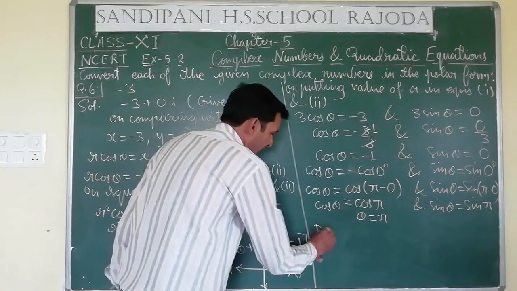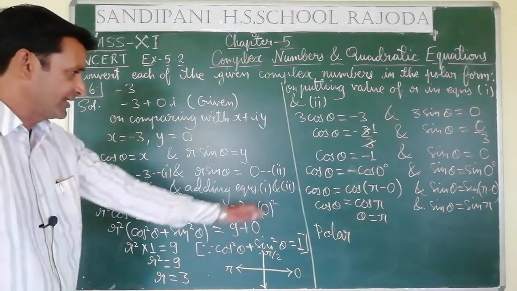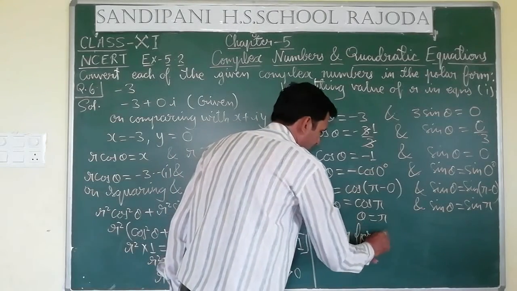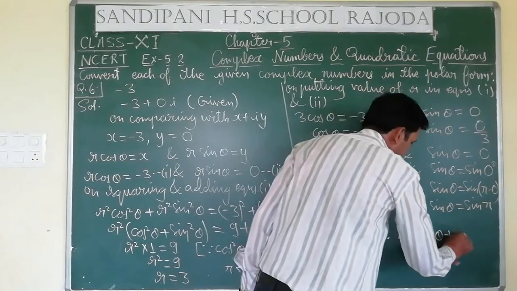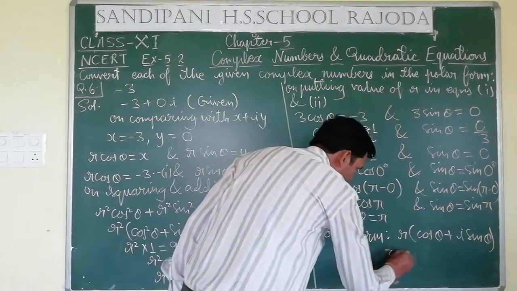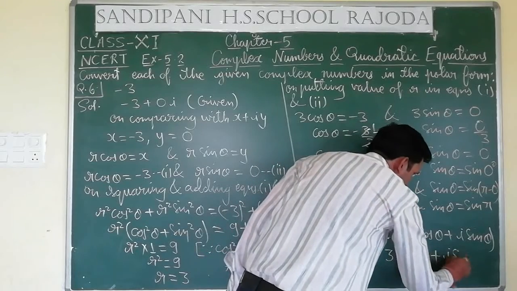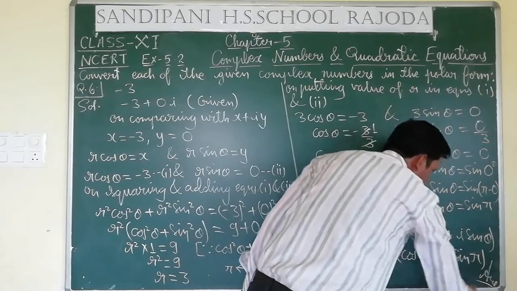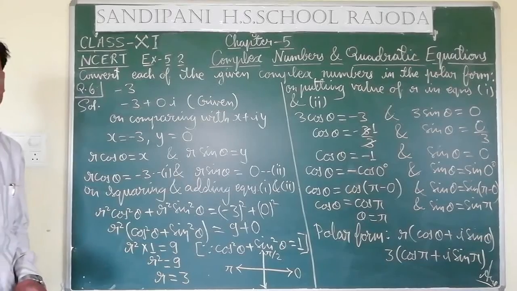Now we may write the polar form, because we now have both the values of r and theta. The value of r is 3 and the value of theta is pi. So the polar form is r into cos theta plus i sin theta. So we may write 3 into cos pi plus i sin pi. This is our final answer for question number 6. This question number 6 is now over.